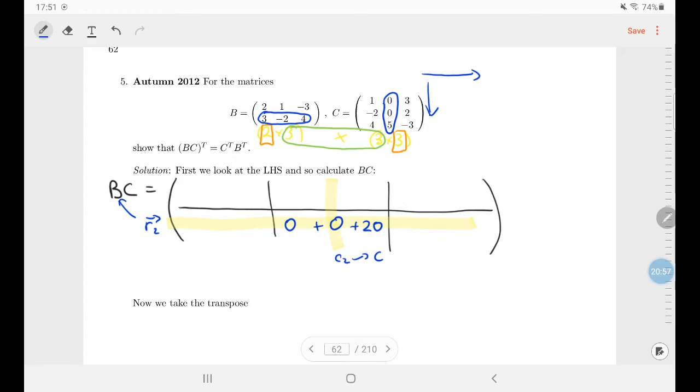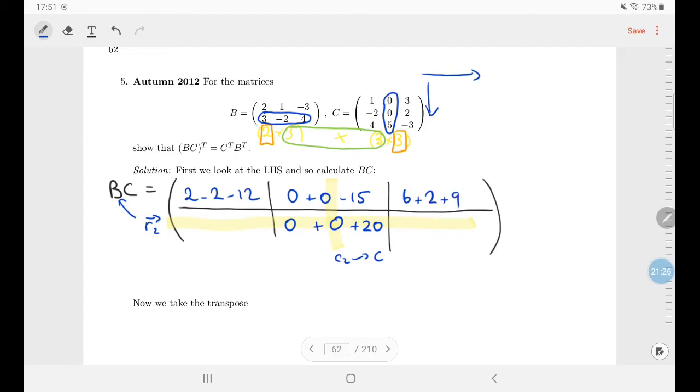So the top left-hand corner is row 1, column 1. So you get 2 by 1 is 2, 1 by minus 2 is minus 2, minus 3 by 4 is minus 12. The next one is same row, but second column, 2 by 0 is 0, plus 1 by 0 is 0, minus 3 by 5 is minus 15. And then the last one over there is same row, last column, 2 by 3 is 6, plus 1 by 2 is 2, plus minus 3 by minus 3 is plus 9.